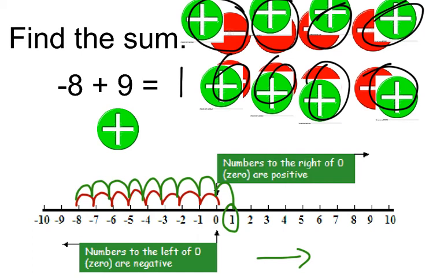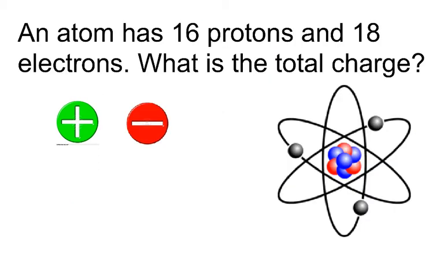So -8 plus 9 is 1. And kind of look at the relationship. Well, negative 8 plus 9 is 1. 9 minus 8 is also 1. So kind of think about those relationships as we're going through the integers. So let's look at another example.